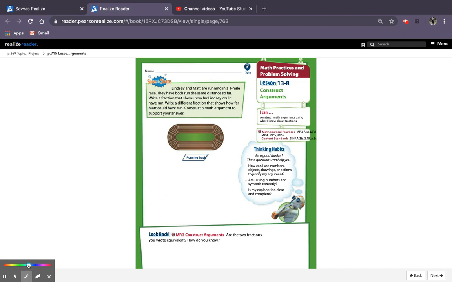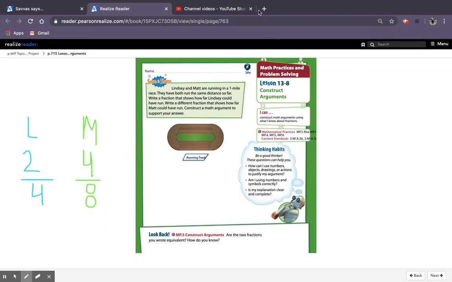So I'm going to go with my two fractions. I'm just going to write them. I'm going to put 2/4 for Lindsay, so on top, and I'll do 4/8 on that. So I would say that Lindsay has run 2/4 of a mile and Matt has run 4/8 of a mile. 2/4 and 4/8 show the same part of the whole. They show Matt and Lindsay have run the same distance.